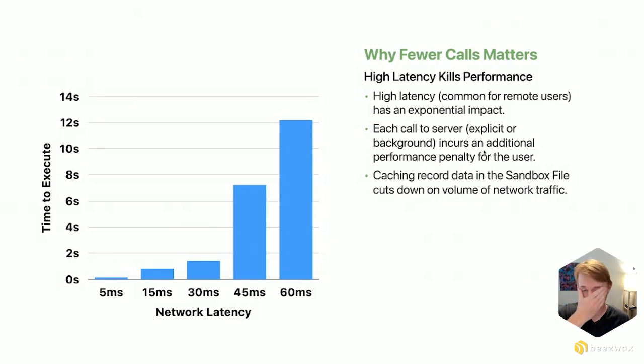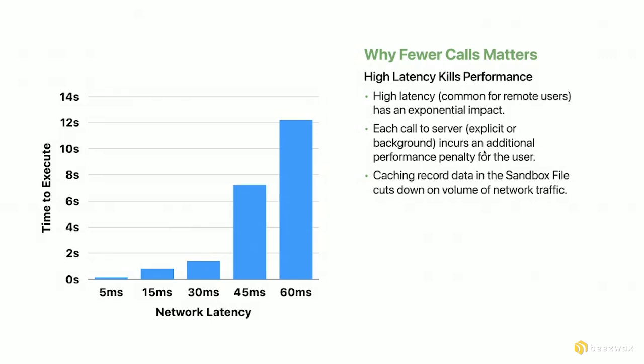So this is a rough graph of network latency in milliseconds versus time it took to execute a particular operation. And notice that it's an exponential scale, not linear. The more remote your users are, the higher latency their connection is, or the worse their connection is. They might have plenty of bandwidth, but high latency. And that can have a really outsized impact on the performance of the application for the user.